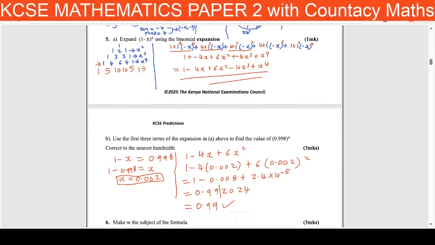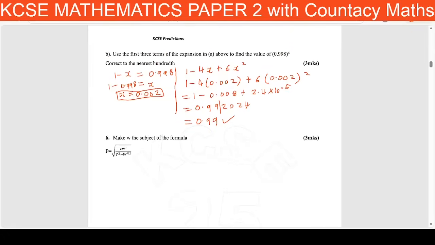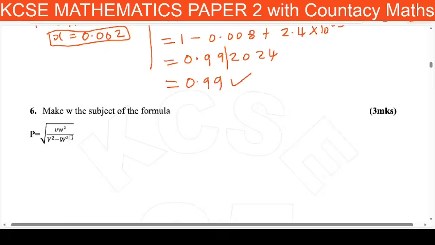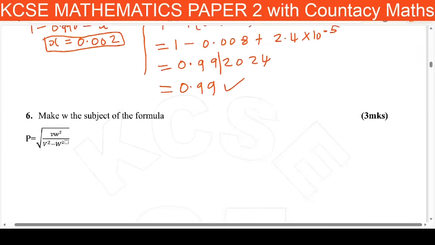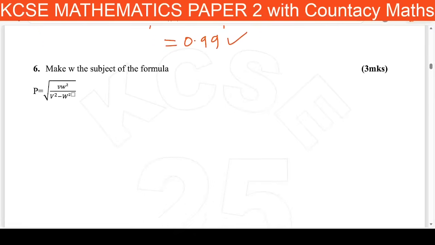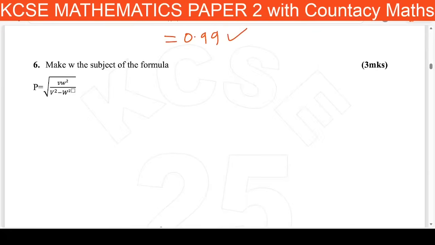Let's move on to another question testing on something that is a bit more different. Wow, and this is really sounding so cool. We are really revising and doing questions that have got high likelihood of being tested. So it's important that you get to understand how you are supposed to solve each and every question. So we have P is equal to the square root of VW squared over V squared minus W squared. So you are supposed to make W the subject of the formula.